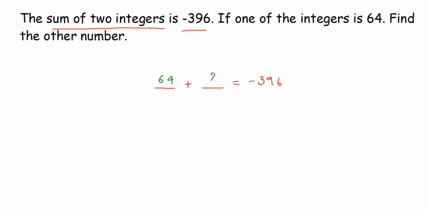Now if you look here, the result we obtained is negative and one number we know is positive. This means the missing number needs to be a negative number, and it should be greater than 64 in magnitude because the final result is negative. So how to find this answer? This is the missing number, right? We don't know this number. Let's take it as x, or you can just skip that part.